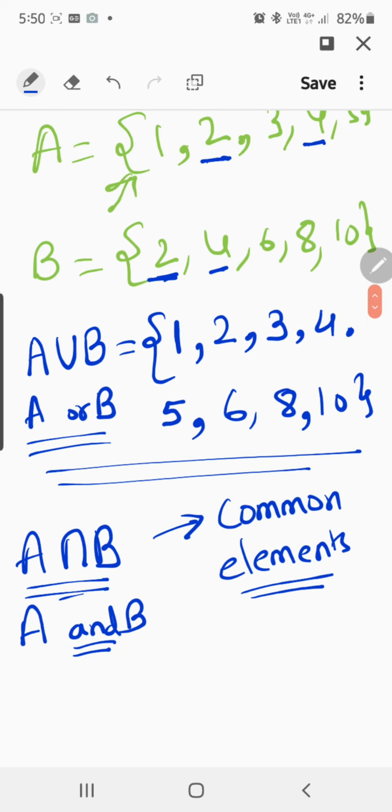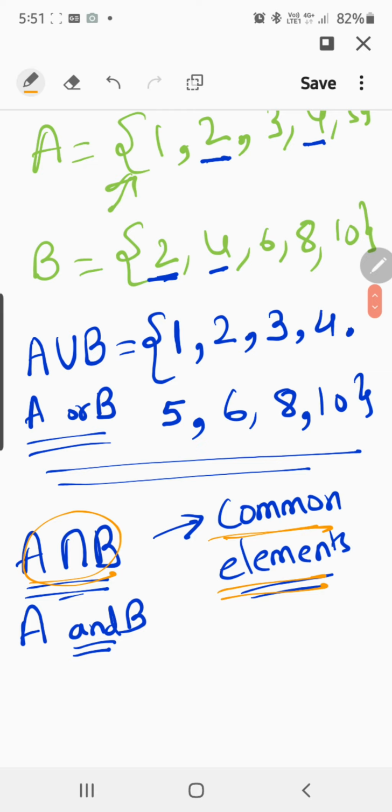But what about A union B? In A union B, we are talking about the elements present in either A or B. You write them, and if something is repeated twice, you write it just once. This is how we proceed. But in A intersection B, we write only the common elements, the elements which are common in both A and B.